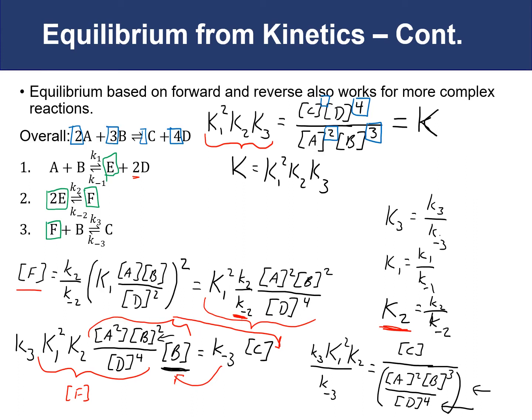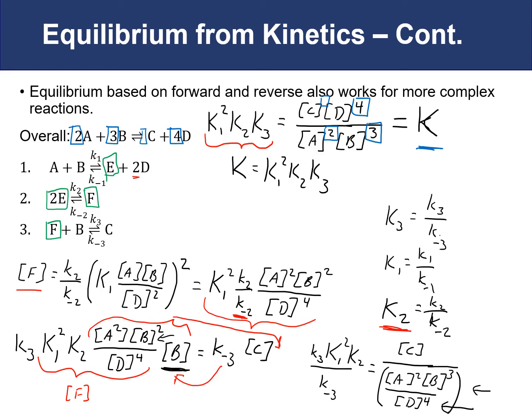So what we will say is that for an equilibrium system, the capital K, the equilibrium constant, is equal to the products raised to their respective coefficients divided by our reactants raised to their respective coefficients.